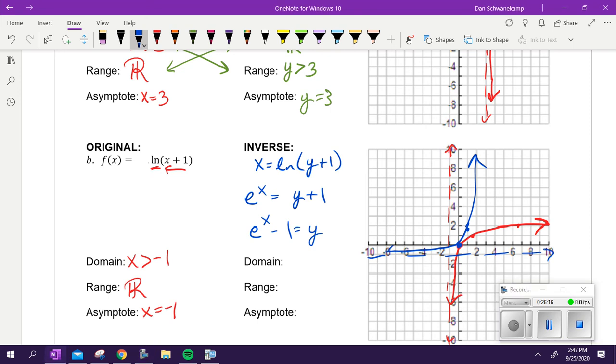As you graph the other side, it should look something like that. The inverse of natural log of x plus 1 is e to the x minus 1. Just be able to see what's happening with that.